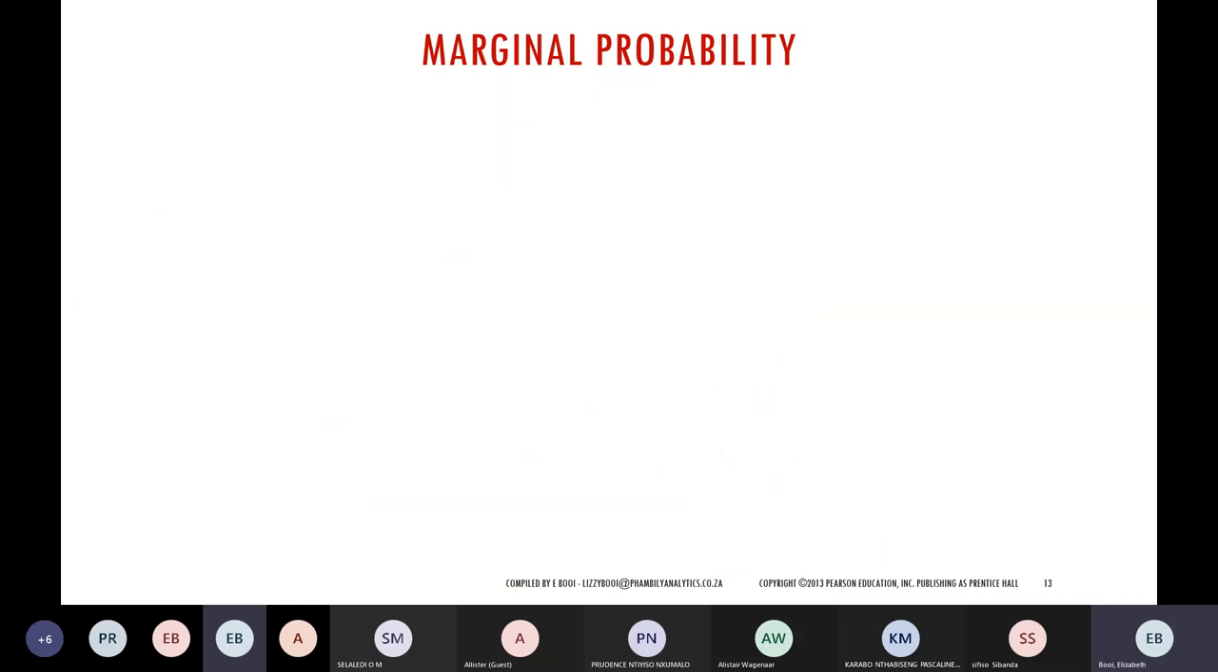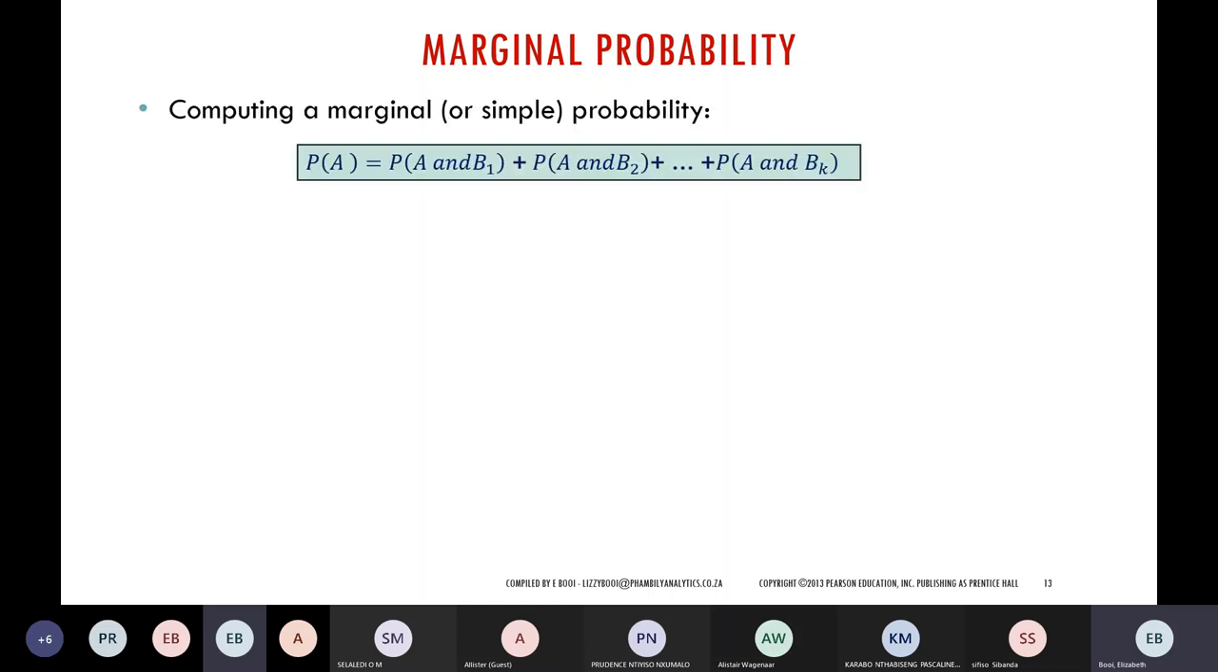Then we also spoke about marginal probabilities. And we said marginal probabilities are the same as your simple event, but in this instance, you will use the joint events to calculate the marginal probability. So for example, calculating the probability of A, we'll use the joint event of A and B1 plus the probability of event A and B2 plus the probability of event A and B up until BK. And that is how you calculate your marginal probability when you are given the joint events.